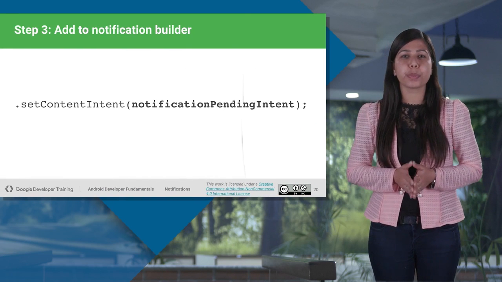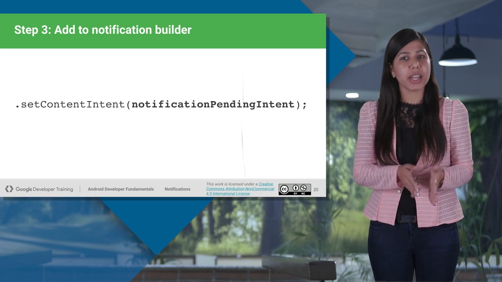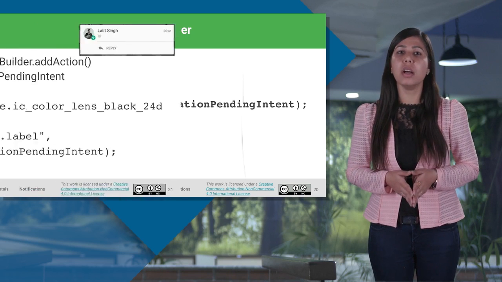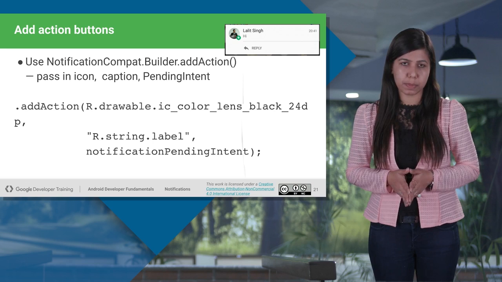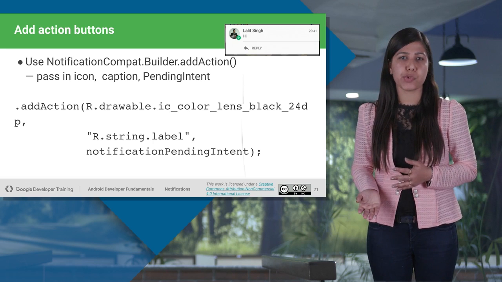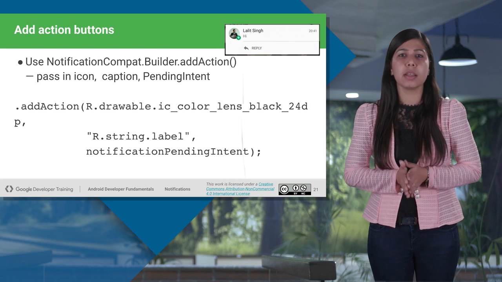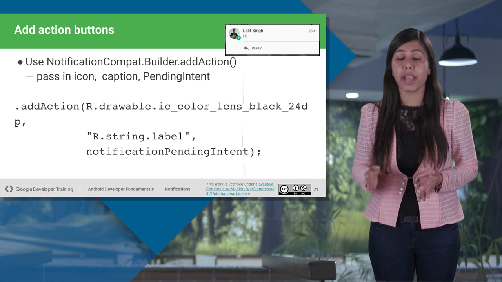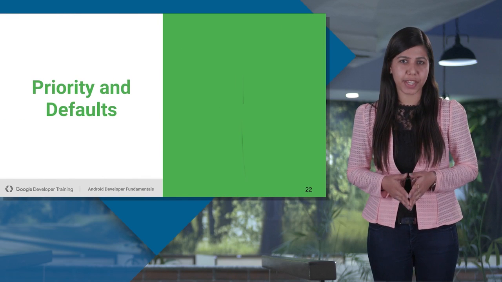And now, what I need to do is to go to the builder and say setContentIntent and put the pending intent inside there. Use add action to the notification using builder to have definable action buttons in the notification UI. It takes 3 arguments: the icon, the caption, and the pending intent object to fire the notification later. We now know how to create notifications.